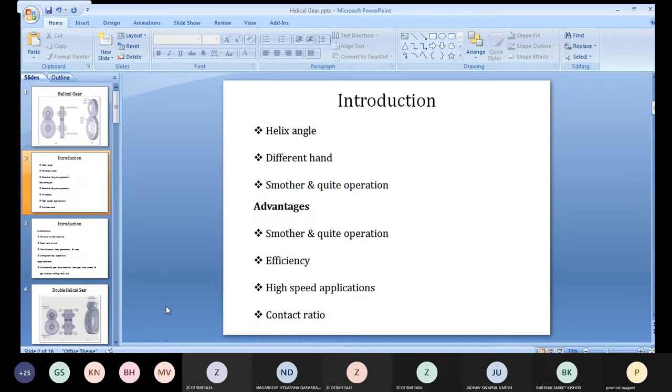Next, what it is suitable for. These gears are suitable for high speed applications. Correct. And next, the contact ratio of these gears is high. Contact ratio means what? Proper meshing is high. Correct. So these are the main advantages.